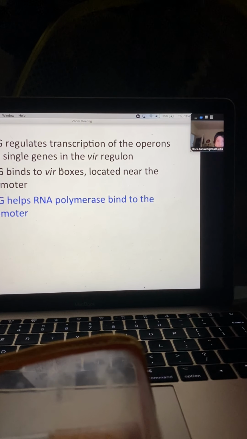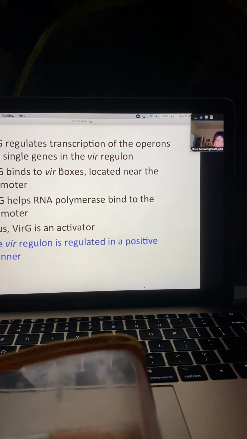So what kind of regulatory protein is virG? Is it a repressor or is it an activator? Activator, good. Because it's helping RNA polymerase bind to the promoter and transcribe genes. So virG is an activator. So the vir regulon is under positive control. Regulated by an activator, so that's positive control.